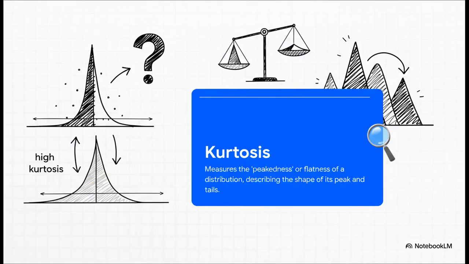Next is kurtosis. Now, this isn't about which way the data leans, it's about how peaked it is. High kurtosis means you have a really sharp peak and what we call heavy tails. That's just a fancy way of saying you're more likely to have extreme outliers. A great example is stock market returns. Usually they're calm, but those rare, huge crashes or spikes give the data high kurtosis. Low kurtosis, on the other hand, means a flatter peak and fewer outliers.